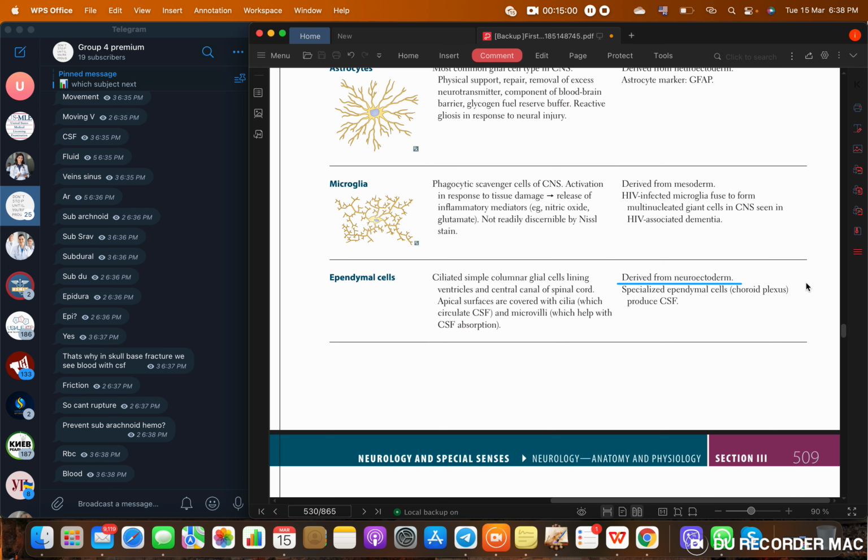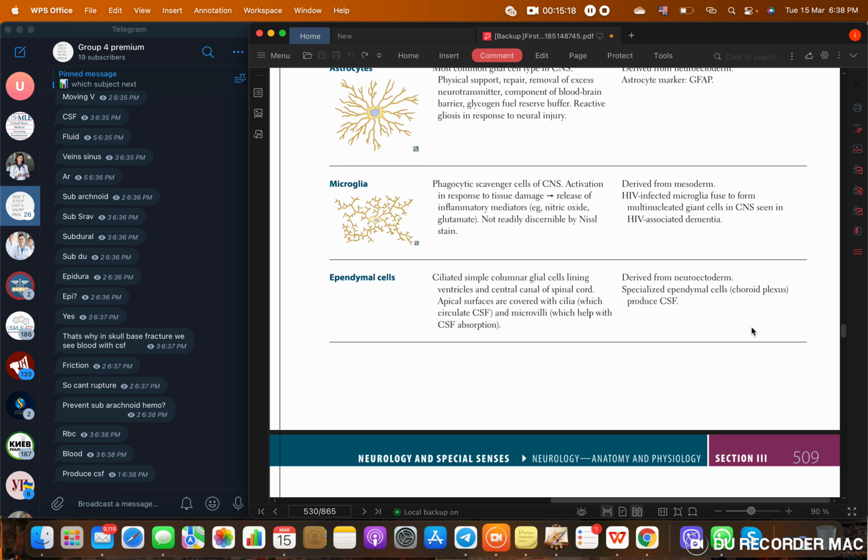The ependymal cells are derived from neuroectodermal cells again. Specialized ependymal cells are the choroid plexus. Choroid plexus, what was that? Choroid plexus. If someone tells me about it, please tell me where it is. Where can I find it?